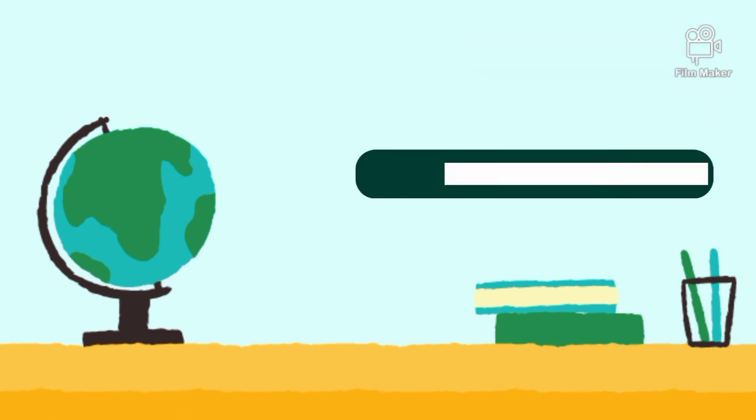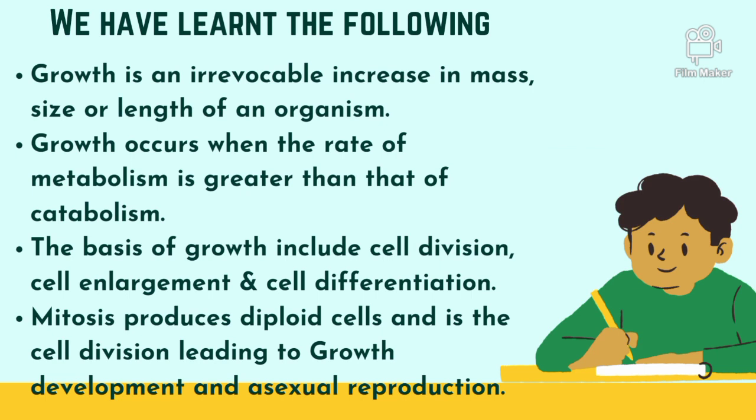Growth is an irreversible increase in size or length of an organism. Growth is brought about when the rate of building up, that is, anabolism, is greater than the rate of breaking down, which is catabolism. The bases of growth include cell division, cell enlargement, and cell differentiation.